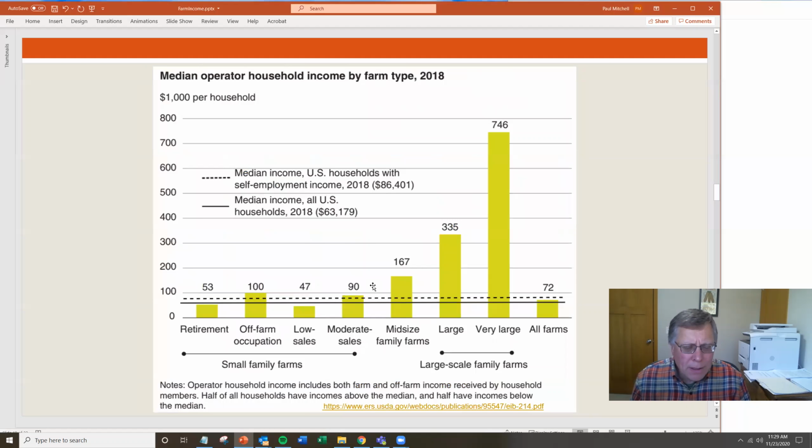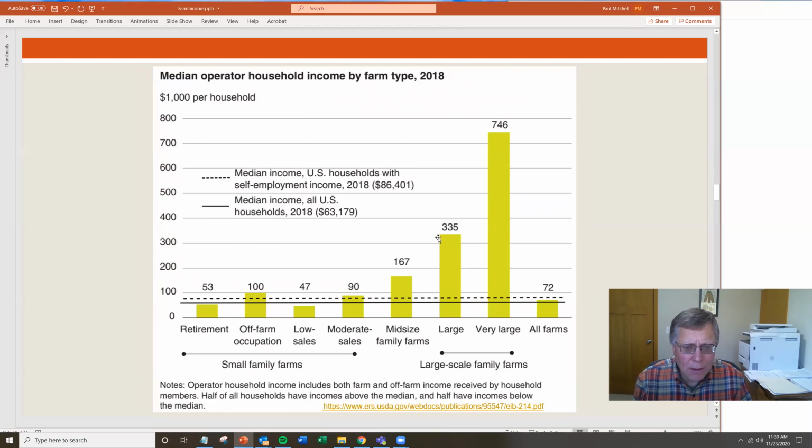So now we're going to look at the income here. These are in 2018, the operator's household income, the median, the middle one. And we have the same categories across the bottom here: retired, off-farm occupation, low sales, moderate sales. Those are our small farms. Then we have a mid-sized category. Then we have the larger operations. The solid line is household income, the median U.S. household income of a little over $63,000. And then the dotted line is the median household income once you include self-employment income, people running something on the side as well. And that's slightly higher, $86,401.